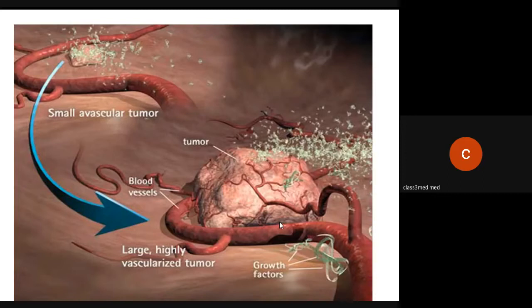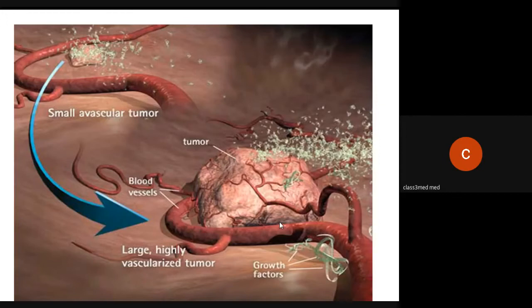Once angiogenesis starts, the tumor becomes larger and becomes aggressive. Without angiogenesis, it remains localized, small, and not aggressive.